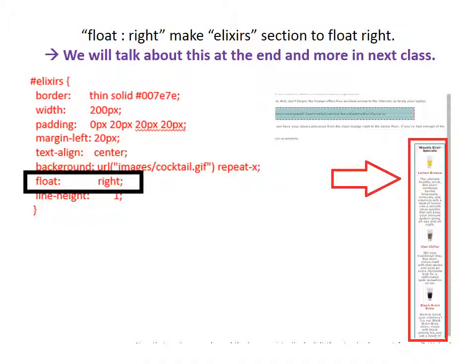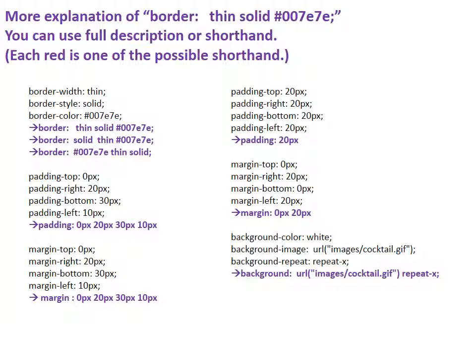All elements inside the div ID elixir section from HTML will be treated together and be formatted with the elixir selector formats in CSS. Float right makes the elixir group float to the right side. When you use borders, padding, margin, background, you can use full description or shorthand. There are some examples for shorthand. Each color line is one of the possible shorthand.